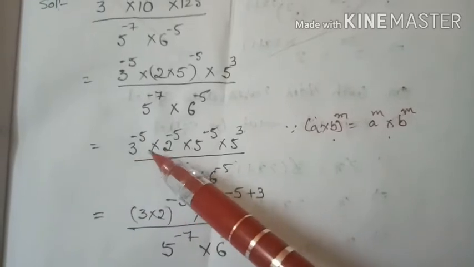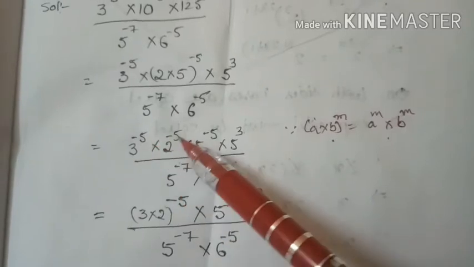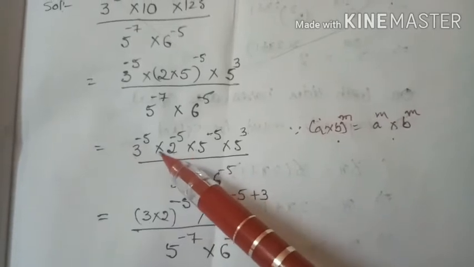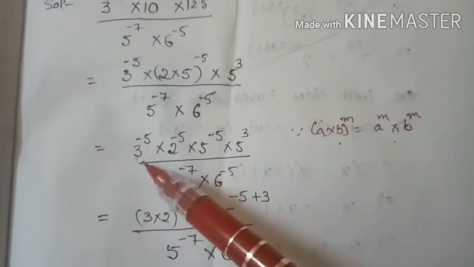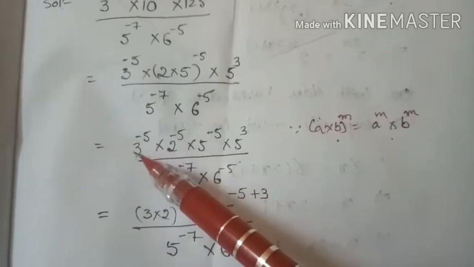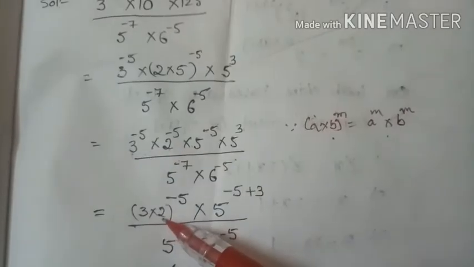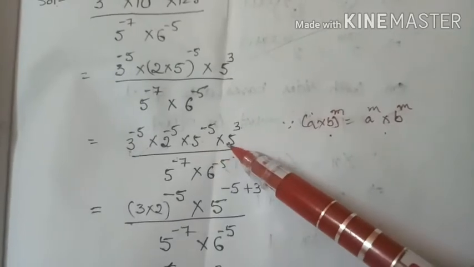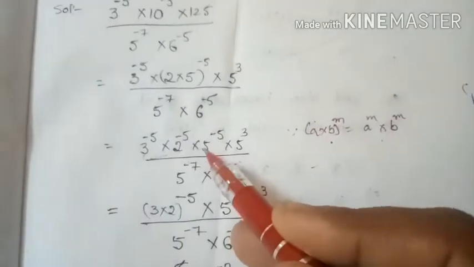Now just observe, in these 2 bases, sorry, exponents are equal. So I multiplied these 2 only. Powers equal, so just multiply the bases. 3 into 2 is equal to 6. (3 into 2) whole to the power of minus 5 into, here also I used, just observe here, I used two formulas for this and this.